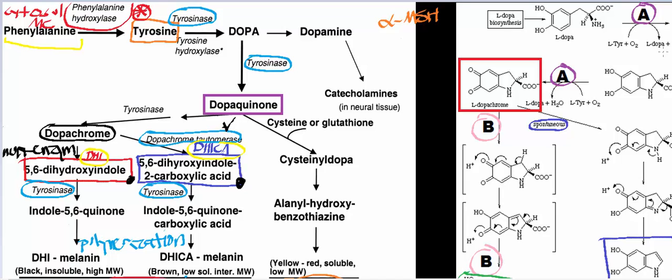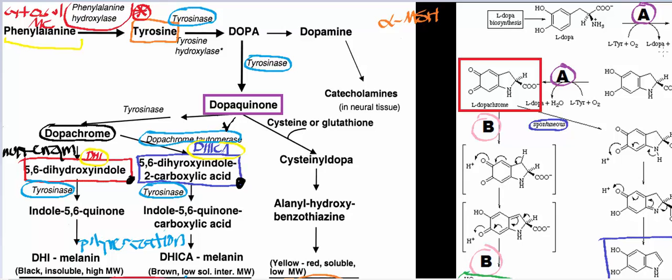In a non-enzymatic reaction, dopachrome can be converted to 5,6-dihydroxyindole, DHI, or in a reaction catalyzed by dopachrome tautomerase, dopachrome can be converted to dihydroxyindole carboxylic acid. Both of these pre-monomers can be oxidized into their active monomeric forms by tyrosinase, in which DHI gets converted to indolequinone and DHICA gets converted into indolequinone carboxylic acid, and then those get polymerized into melanin.